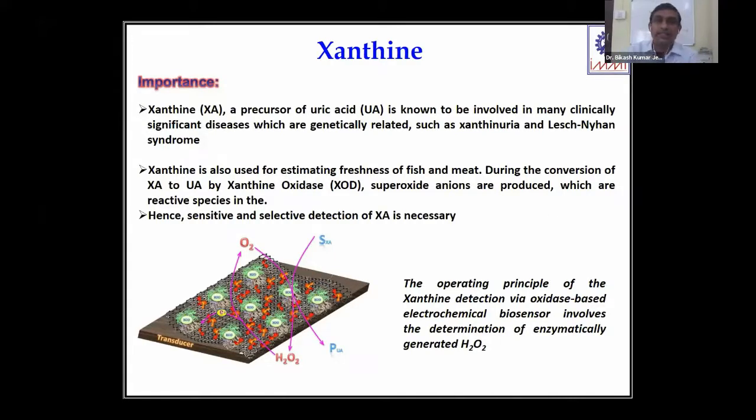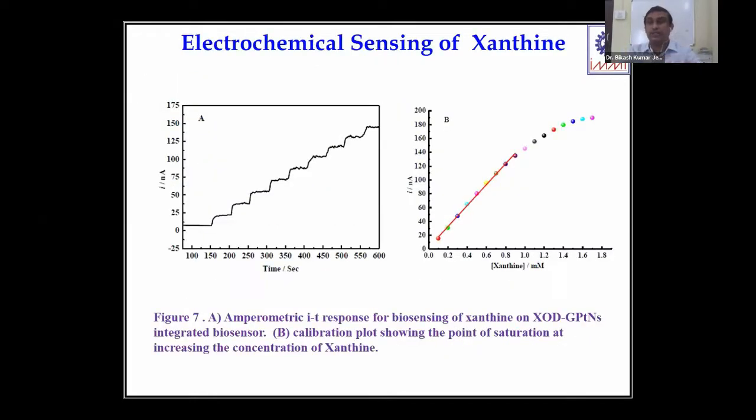Xanthine also has another role. There are clinically significant diseases caused by the lack of xanthine oxidase, called xanthinuria or Lesch-Nyhan syndrome kind of diseases. So what I'm going to tell you is that we collected from the literature that xanthine sensing or xanthine detection is very much important. So what we did, we used xanthine oxidase on a graphene and platinum nanoparticle modified electrode. We decorated its surface with both xanthine oxidase and platinum nanoparticles.